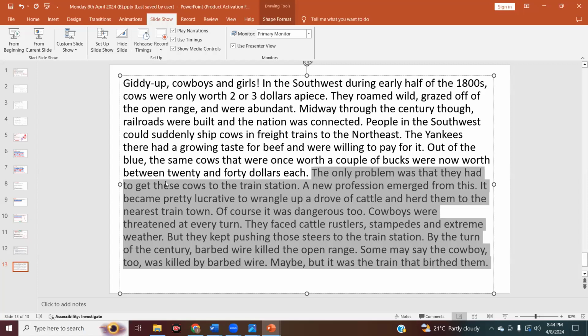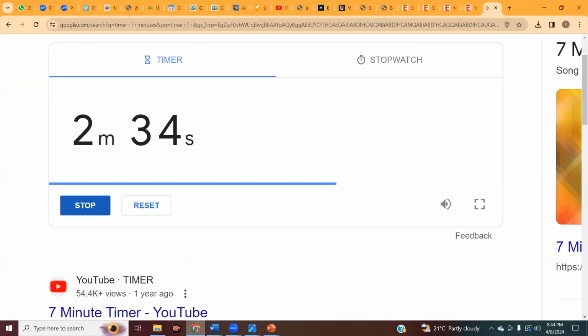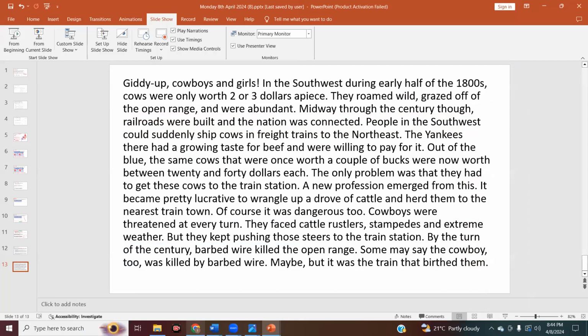Again, I need you to go ahead and take a picture of your work. Once you finish, you should have the summary written and also send your notes as well. You have 2 more minutes and 35 seconds for the summary.